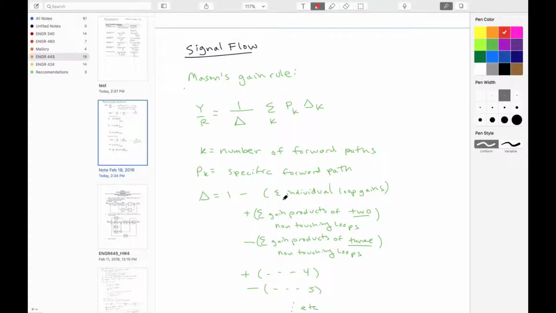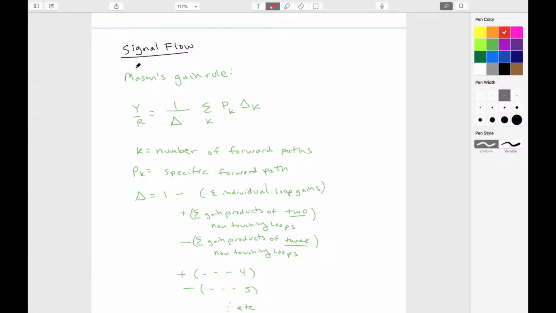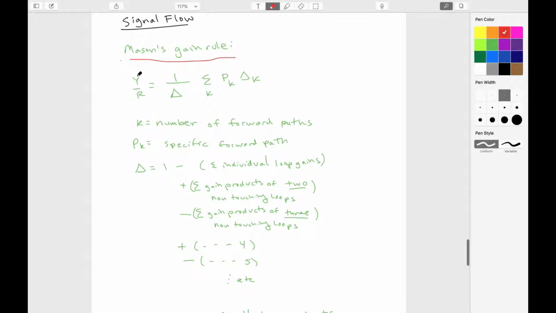This video is to talk about how to reduce signal flow graphs. In particular, we use Mason's gain rule. All right, let's highlight that, which says that y over r, or my input.